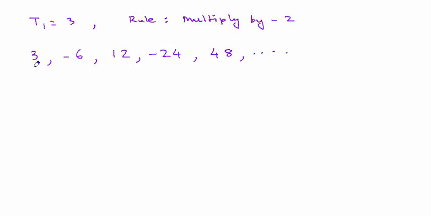So as you can see, this particular sequence has alternating positive and negative terms. And that's perfectly alright. There's a common rule that binds each of the terms, or one term with the previous term.